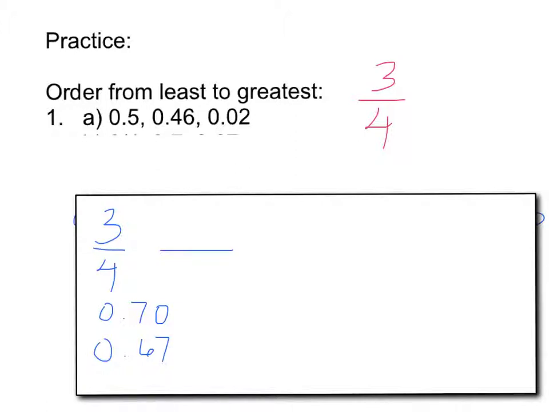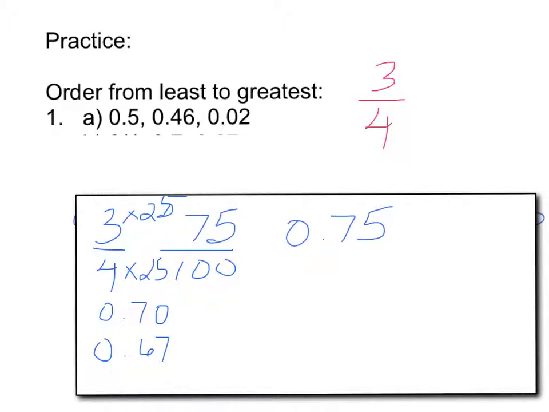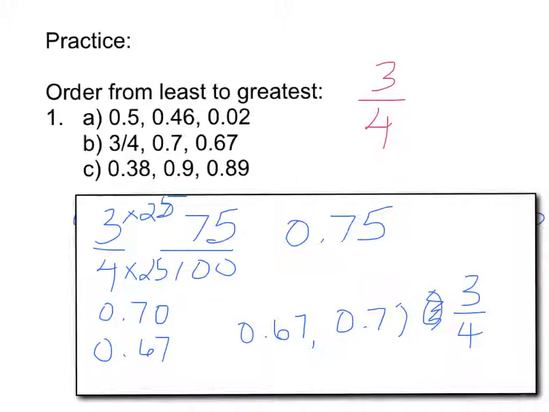So these are all out of hundreds. I'm going to see if I can make this out of hundreds. 4 times what is out of 100? Well, 4 times 25 would make 100, so 3 times 25 is also going to work, so 75. So that would make this 0.75. Now I can very easily compare those. 0.67 is smallest, 0.70 just on its own is next, and then 0.75, which is actually 3/4, is largest. So that's how we would compare those.